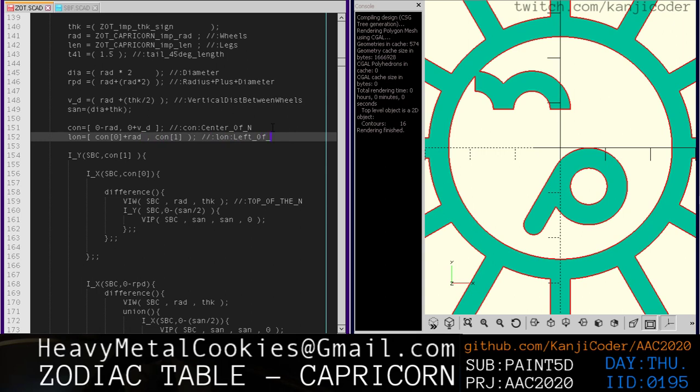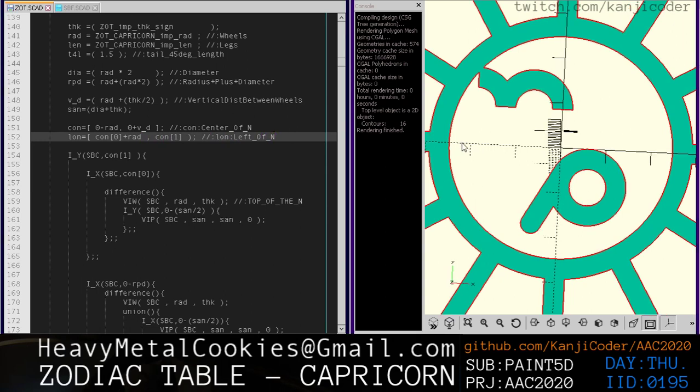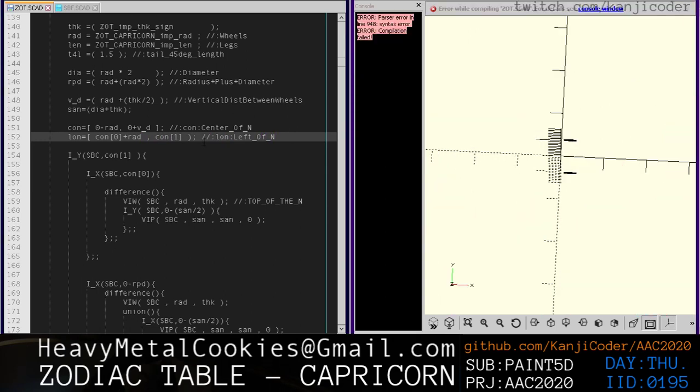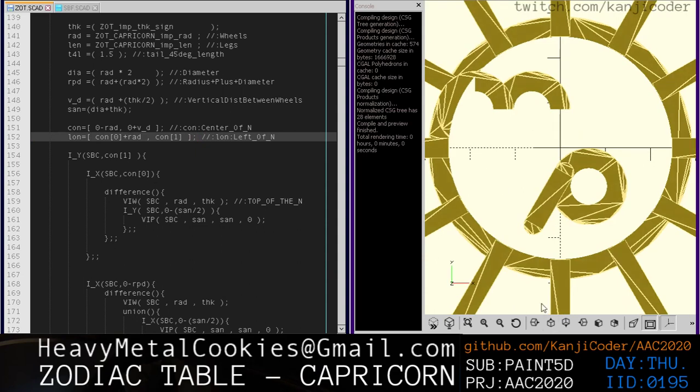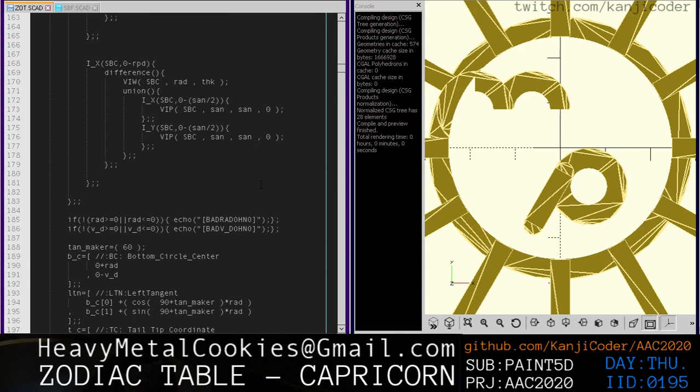Of n. Okay, let's go F4. We made a mistake somewhere in here, because that's a square bracket. Okay, F4. So now, with this thing here, this is this point right here we are assuming.